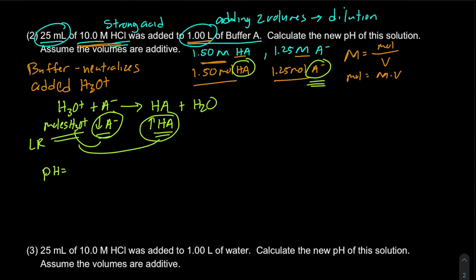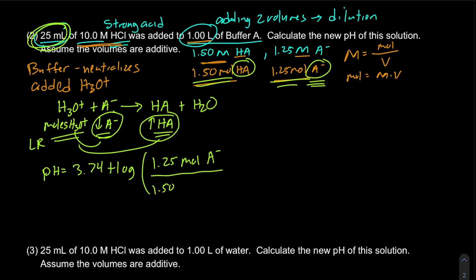I believe the simplest way to do it is just start by writing out our Henderson-Hasselbalch equation that we originally started with. So we originally started with pH equals our pKa, 3.74, plus the log of, and this is where we're going to use moles now, because then we don't have to deal with this idea of dilutions. So it's going to be a log of 1.25 moles of our base over 1.5 moles of our acid. Now, again, all of this right here is before we have our added HCl.